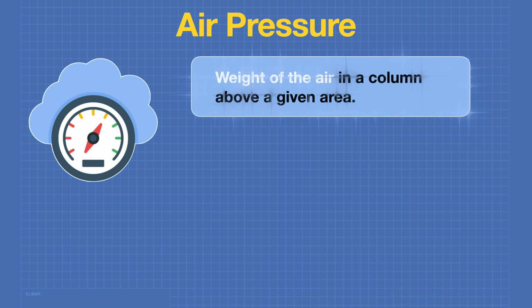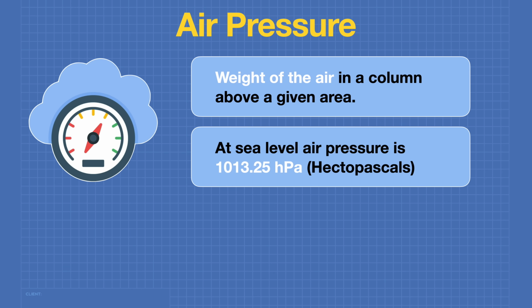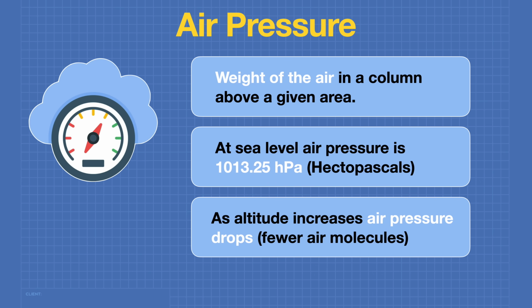Air pressure is defined as the weight of the air in a column above a given area or point. At sea level, the air pressure is 1013.25 hectopascals. This is also known as 1 atmosphere. As the altitude increases, the air pressure drops because there are fewer air molecules to push down upon you.